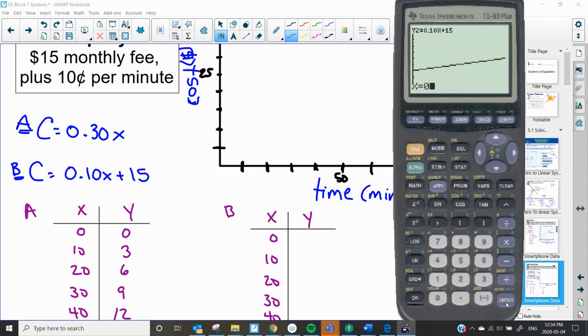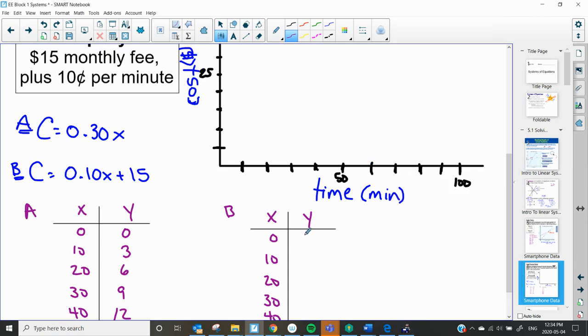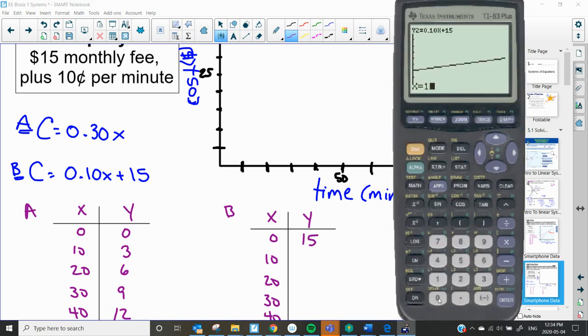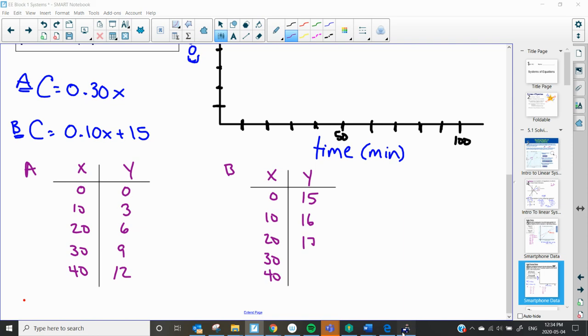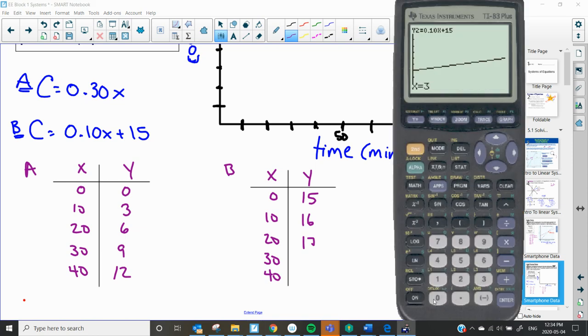So trace at 0. 0 should be at 15 because that was the initial amount. And that is my y-intercept, but let's see what the rest are. So at 10, we have 16. At 20, we have 17. So 15, 16, 17, and then we should be seeing 18 and 19 because there's a pattern there. So 18 and 19.